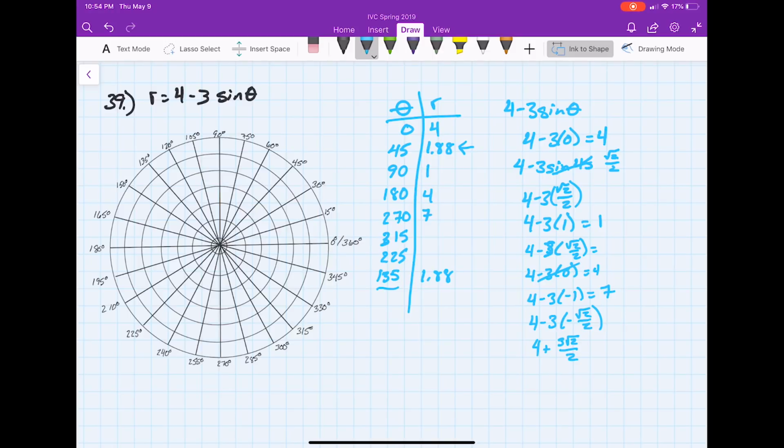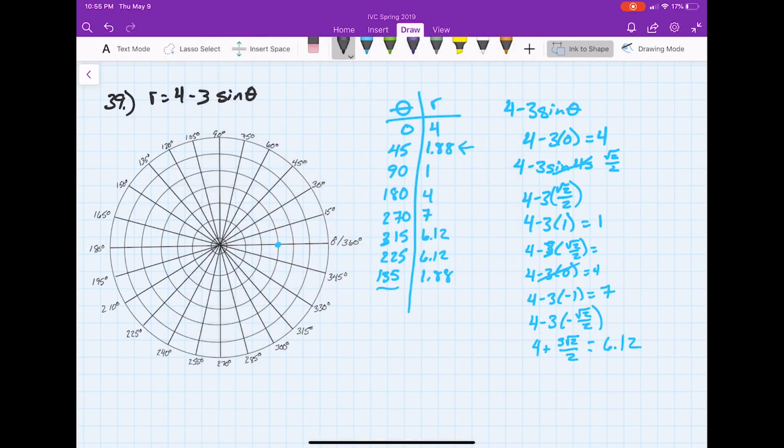Write that down here. Let's see. Of course, when you're doing these calculations, make sure you're in your degree function. And this is going to be 6.12. So both the 315 and the 225 will be 6.12. And I checked it twice. It came out the same. So let's start plotting these guys.